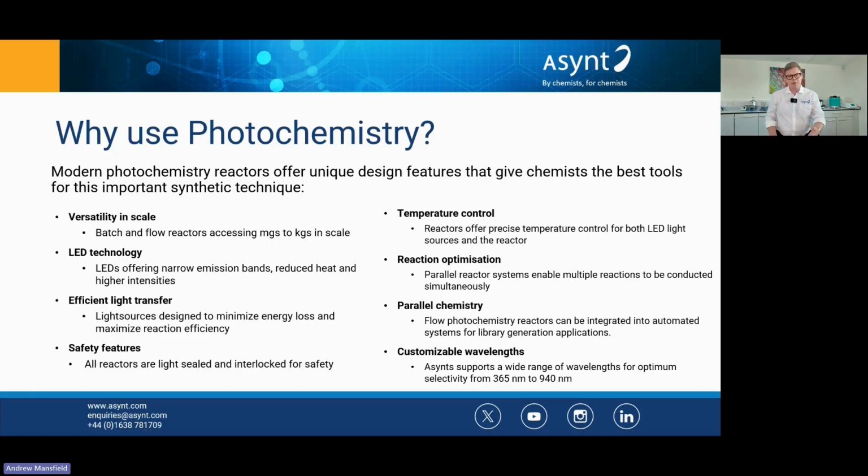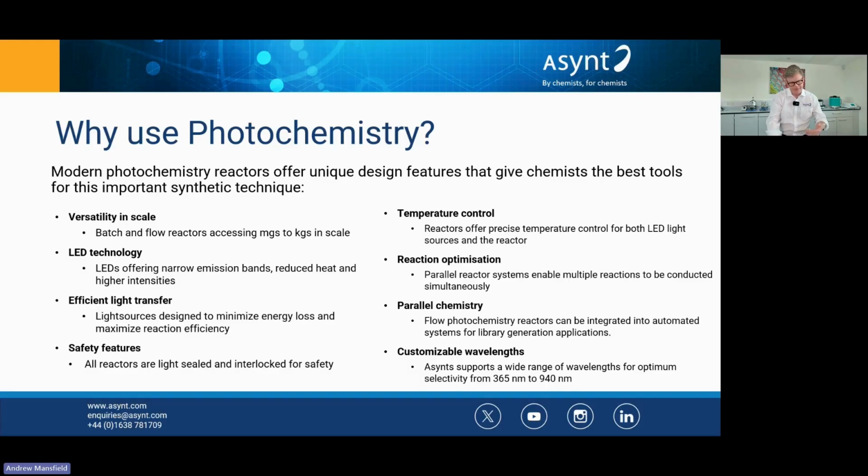So the increase of using LEDs as light sources has enabled us to have very narrow emission bands for better selectivity, also reducing heat, which is key for controlling our reaction temperatures. We have efficient light transfer. So we have light sources that are designed to focus photons specifically into our reactors to increase efficiency. We have increased safety features. So we have interlocks and fully light enclosed reactors.